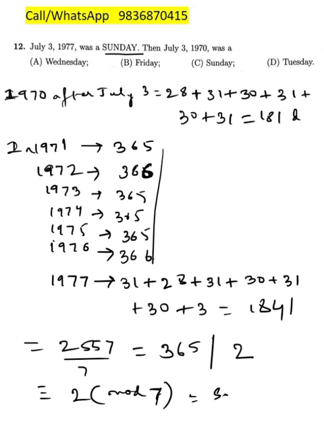Now from Sunday, you get remainder 2. So Sunday minus 2 gives Friday. So July 3, 1970 was a Friday. So option B is your answer. I hope this is clear to you all.